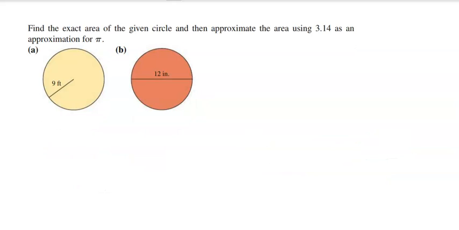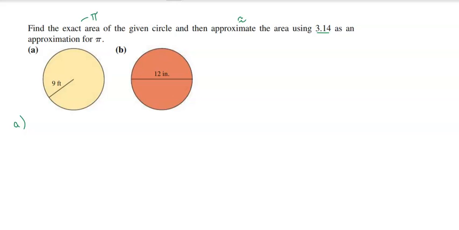This next question asks us to find the exact area of a given circle. So exact means we're going to be using pi in the answer, and approximate means we're going to be approximating using 3.14 instead of pi. So we'll have 2 answers for each one.